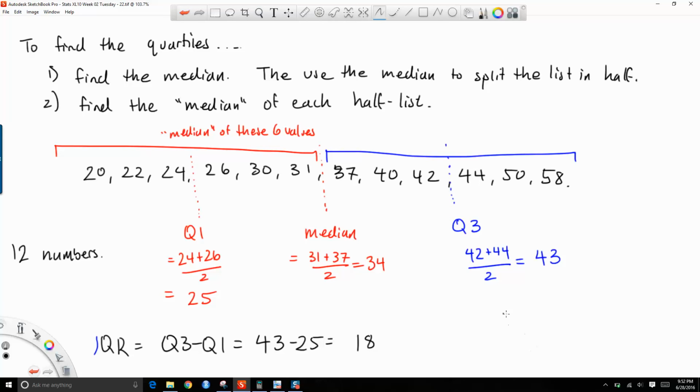So, you know, if you have an odd n, do not include the median in each of the half lists.